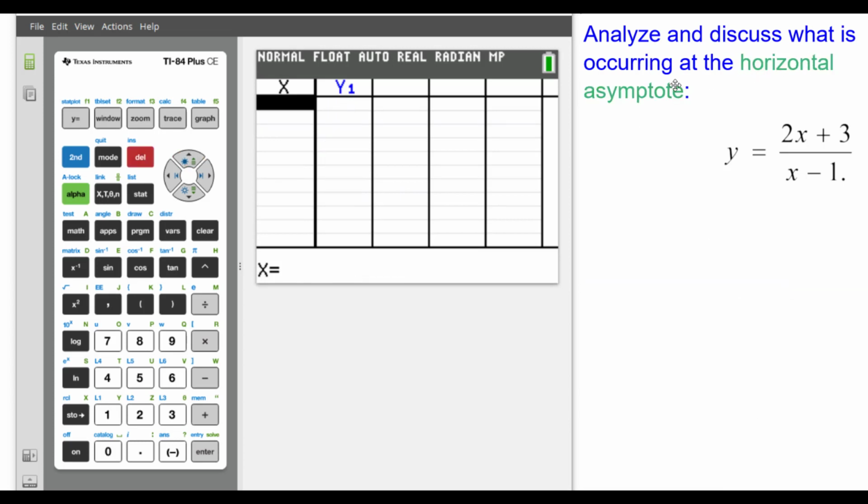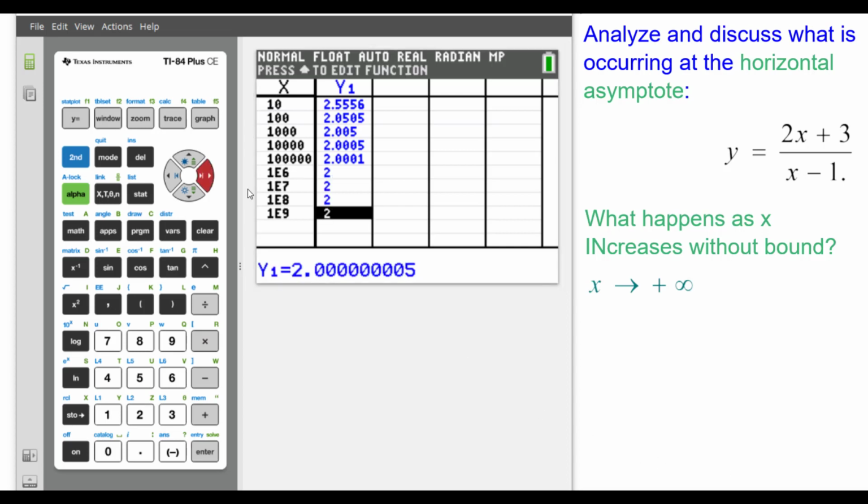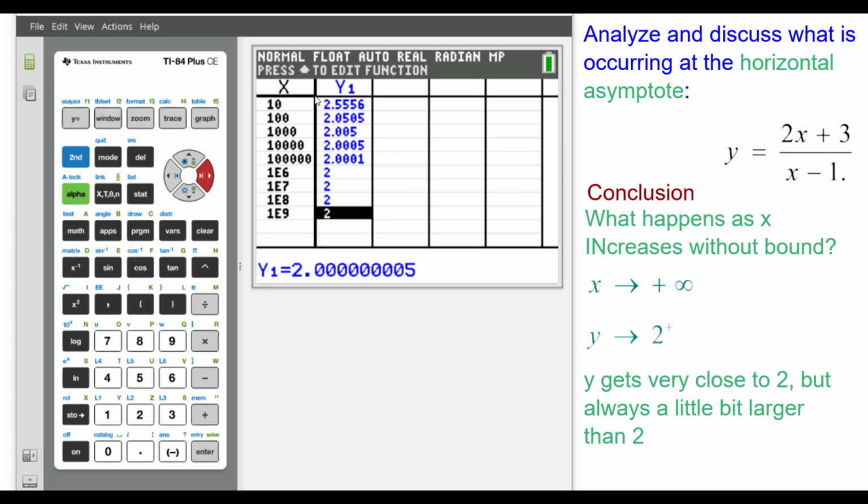Next, we'll analyze and discuss what is occurring at the horizontal asymptote. That is, we're going to look at what happens as x increases without bound. Here I've typed in 10, 100, and so on, and I did the powers of 10 up through 10 to the 9th. And the conclusion is y is approaching 2, but always a little bit bigger.